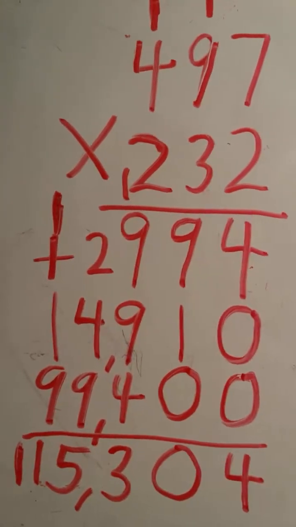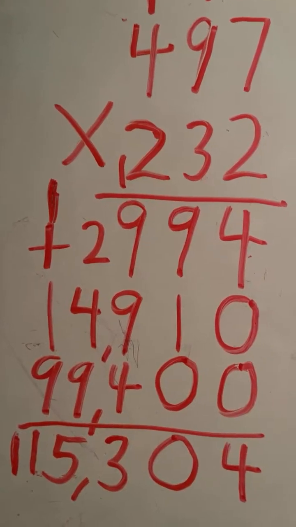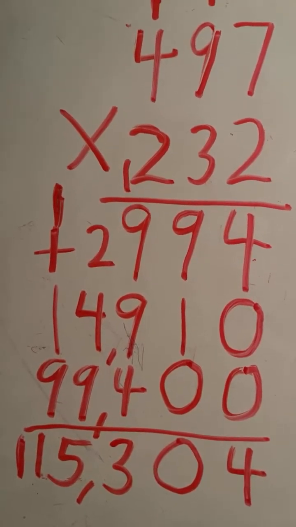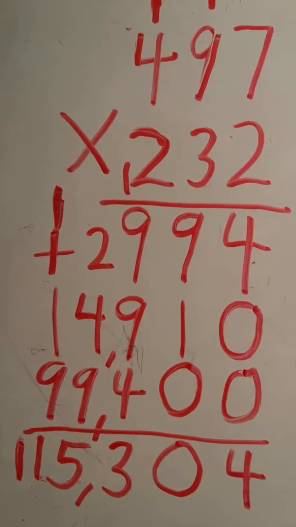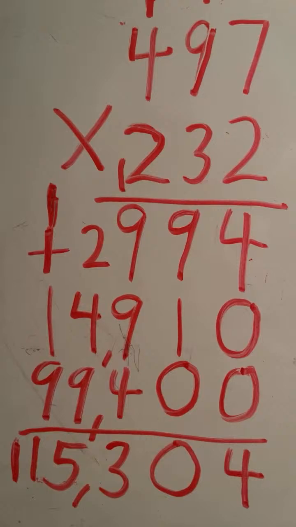And we have our final answer. 497 times 232 equals 115,304.